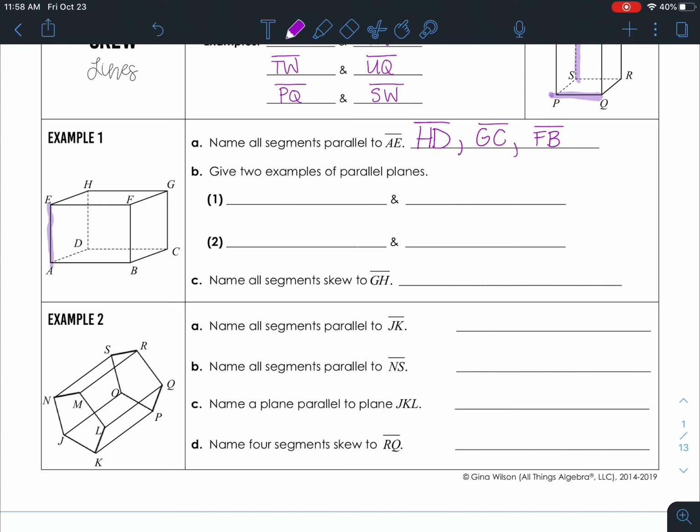Now they want us to give 2 examples of parallel planes. I'm going to do this first front plane here. Okay, so that plane is going to be plane EAB. So that front plane, or think like the front of your cereal box, is going to be parallel to that back plane. The back plane is going to be HGC.